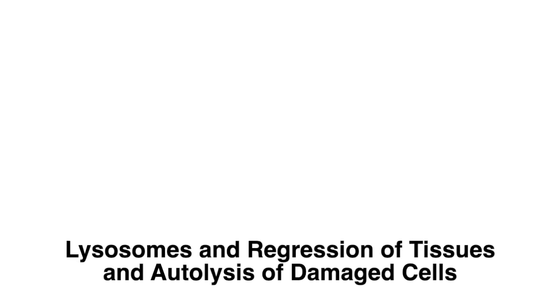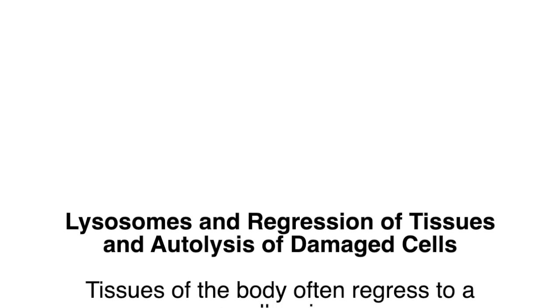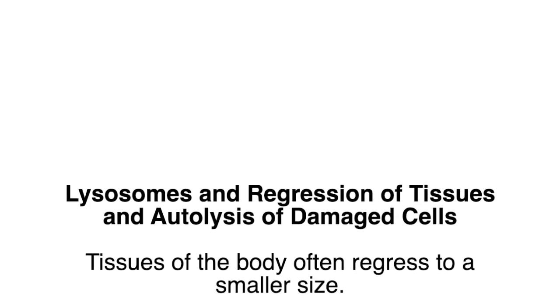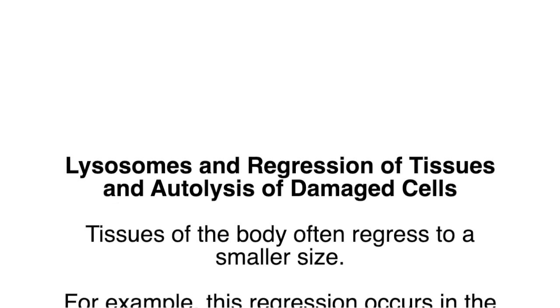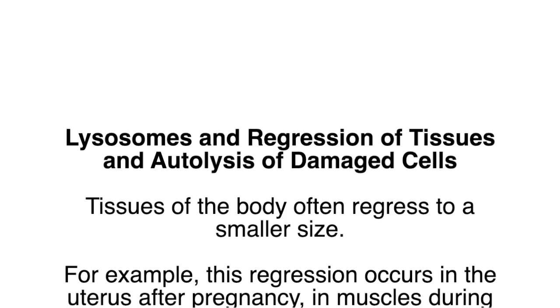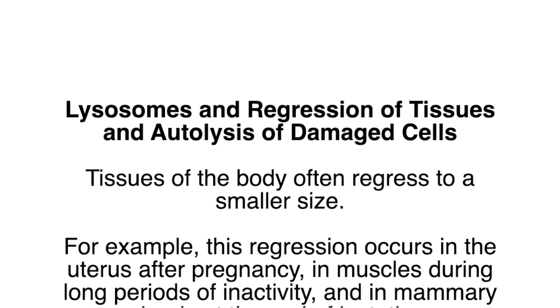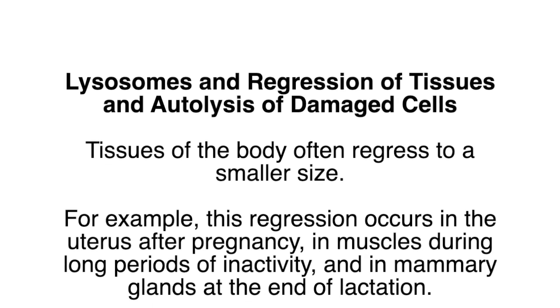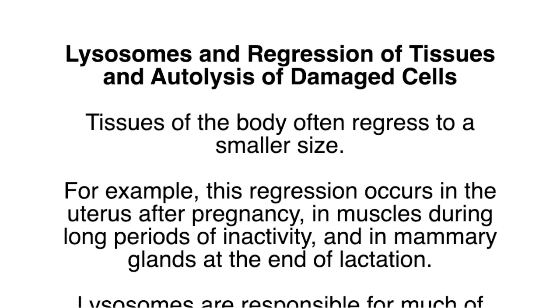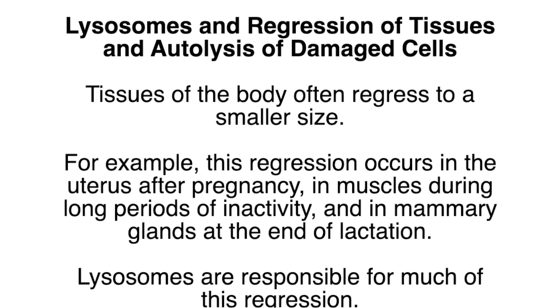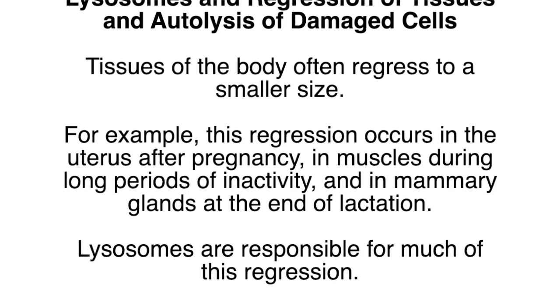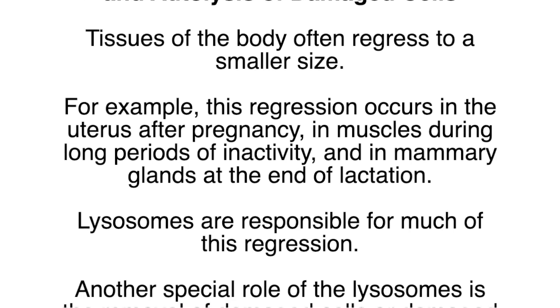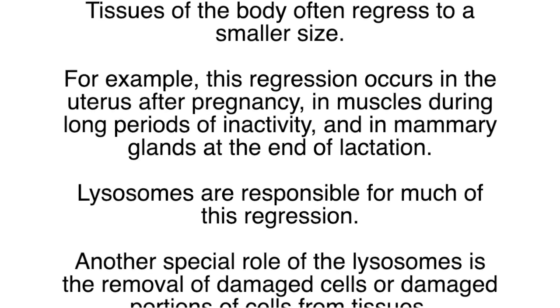Lysosomes and regression of tissues and autolysis of damaged cells. Tissues of the body often regress to a smaller size. For example, this regression occurs in the uterus after pregnancy, in muscles during long periods of inactivity, and in mammary glands at the end of lactation. Lysosomes are responsible for much of this regression.